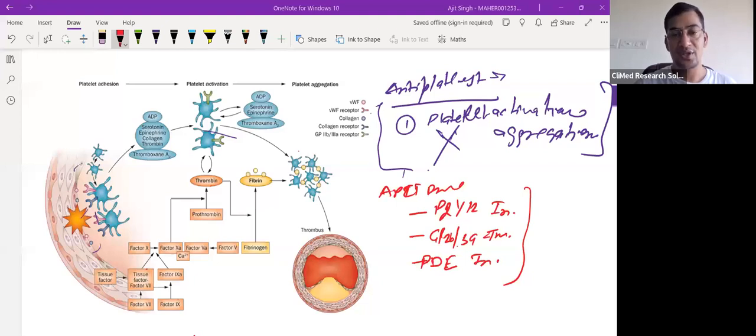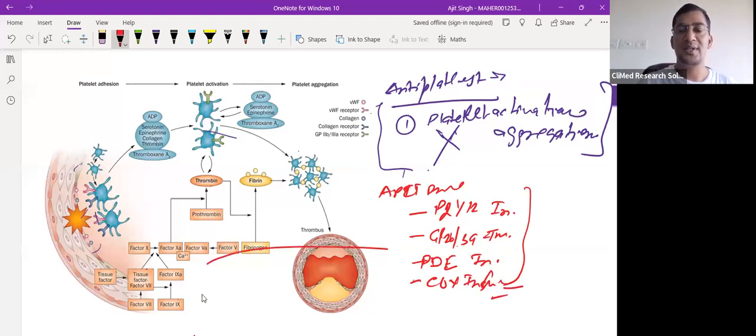ADP receptor antagonists, COX inhibitors, phosphodiesterase, PDE inhibitors. Ticlopidine, clopidogrel, prasugrel. Give me the example of COX inhibitors as well. Aspirin. So the COX inhibitor is nothing but aspirin. And what are the PDE inhibitors?